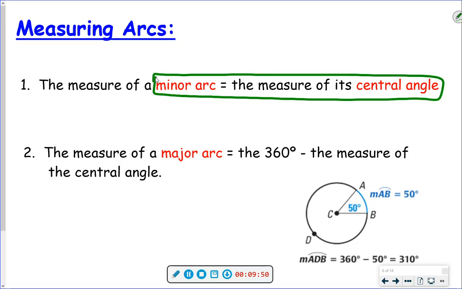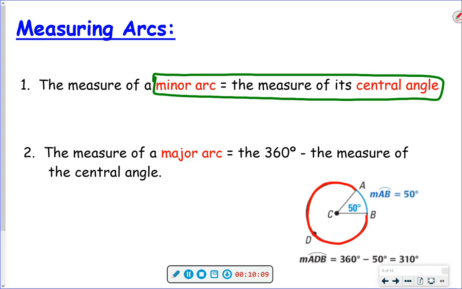So the minor arc, super easy. Whatever your central angle is, that's what the minor arc is. So here your angle's 50 degrees, so the minor arc is 50 degrees. Piece of cake. Now, to get the major arc, which of course is the rest of the circle, I'm going to do it in red here.